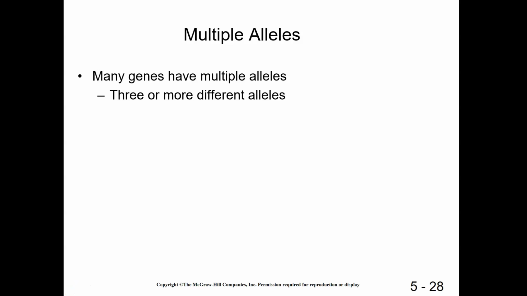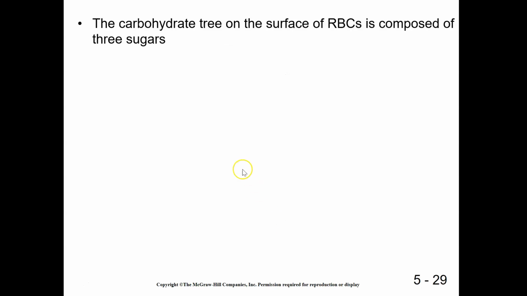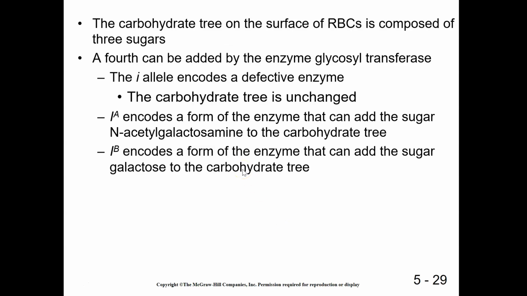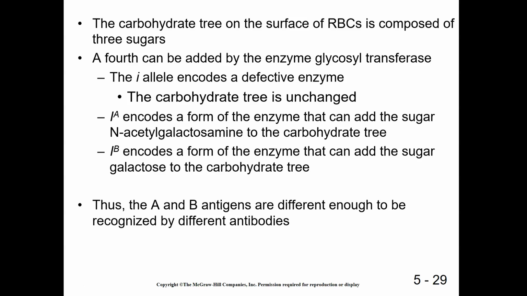Now, what if you have more than two alleles doing a job, making a protein that's important in a metabolic pathway? Lots of genes actually have multiple alleles, 3, 4, 5 different alleles. One really well-studied example is the red blood cell blood typing situation, where red blood cells can be type A, type B, type AB, or type O.